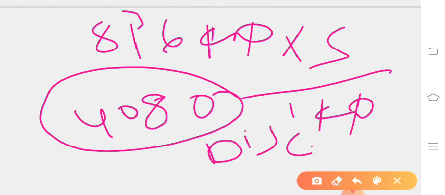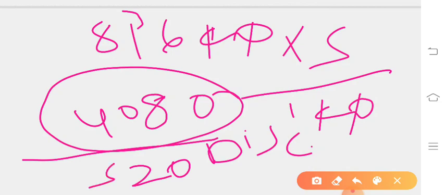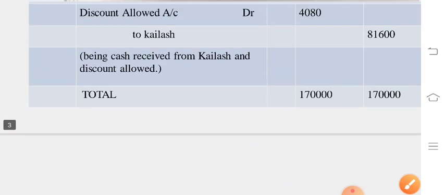81,600 is the amount which should be received. But since we are providing 4080 as discount, we'll have to subtract this amount, and the actual amount remaining is 0, 10 minus 8, 2, 5 minus 0, 5, 11 minus 4, 7, and 7. So here the amount coming is 77,520. So let's check the journal entry.